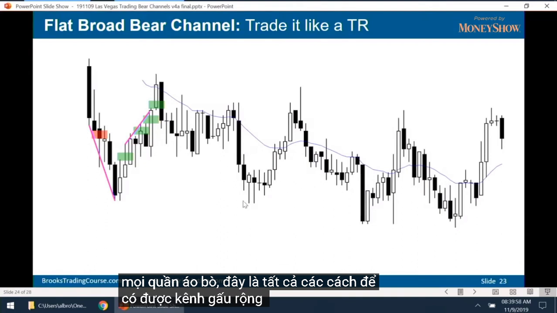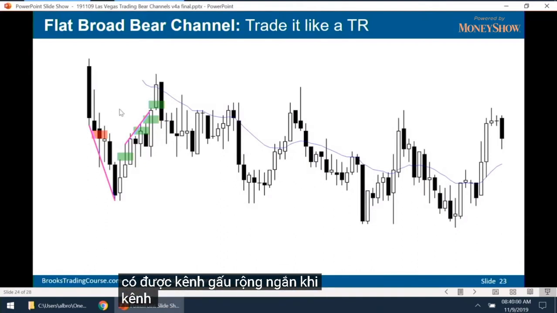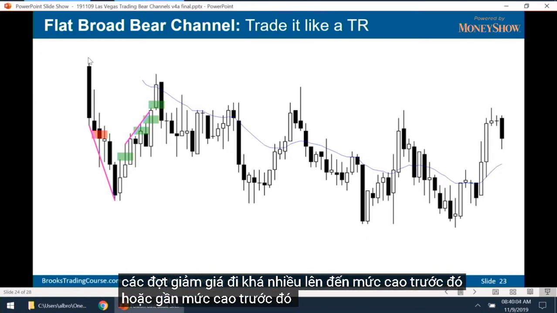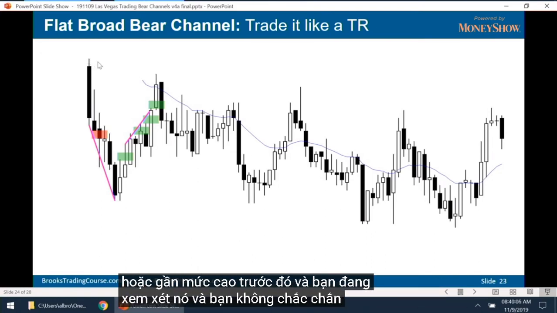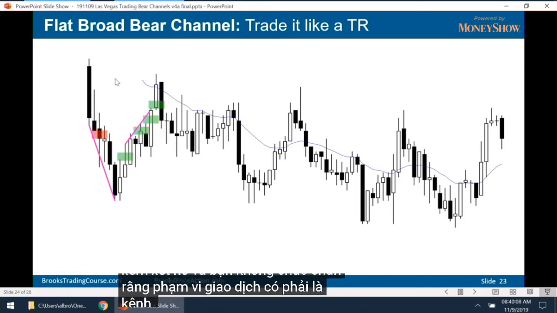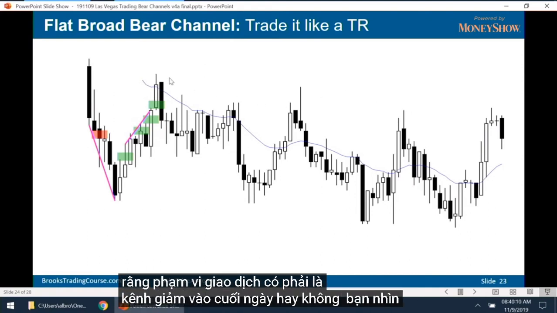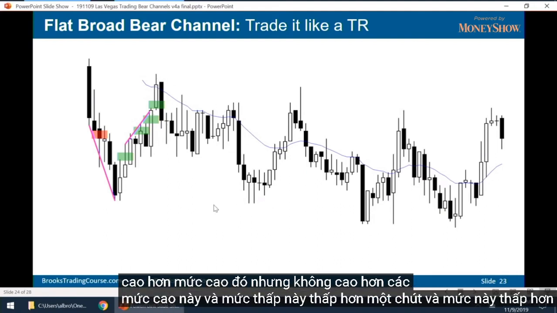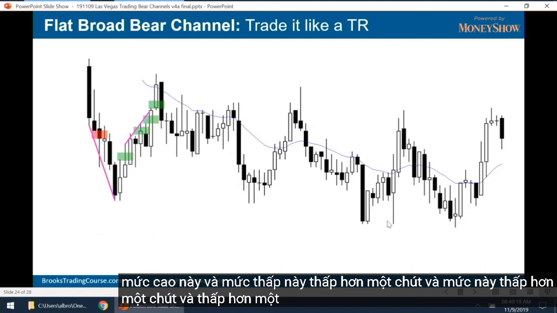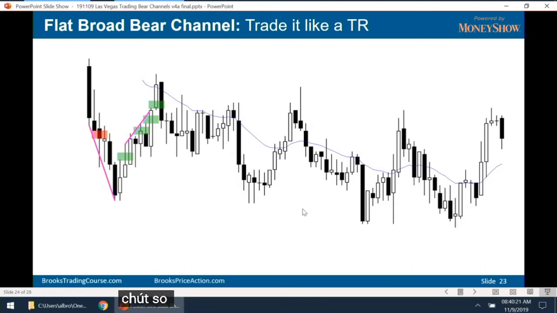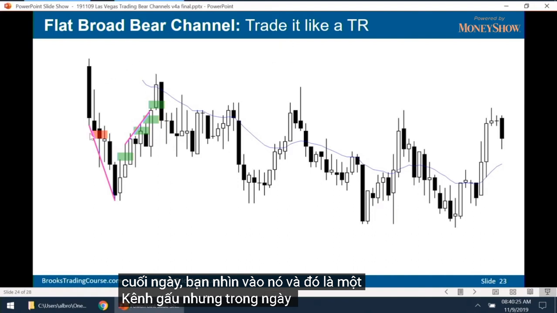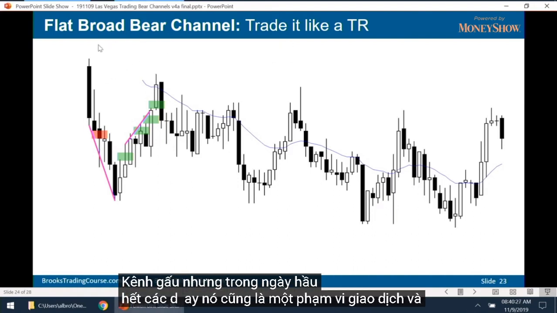Broad bear channel. When the bear channel has pullbacks that go pretty much all the way up to the prior high or near the prior high, and you're looking at it and you're not sure, is it a trading range? Is it a bear channel? At the end of the day, you look at it and say, we have a bunch of lower highs. This high went above that high, but not above these highs. And this low is a little bit below that. This is a little bit below that. At the end of the day, you look at it and it's a bear channel. But during the day, for most of the day, it's also a trading range.